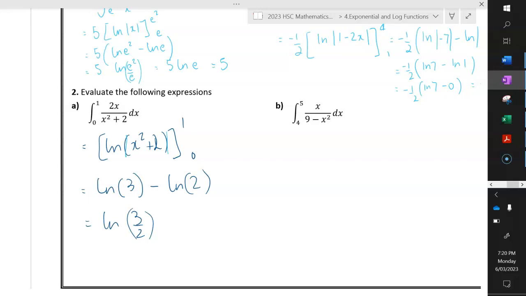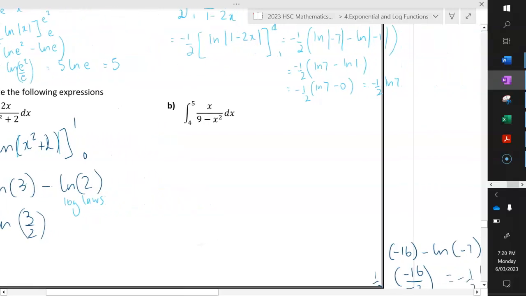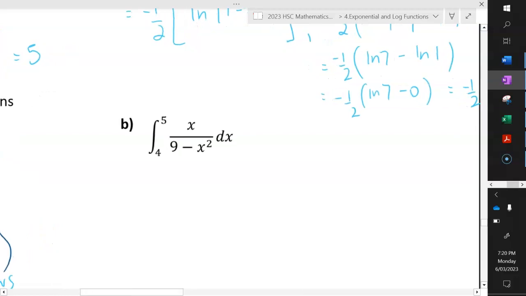I'm popping our 1 and our 0 in. We're going to end up with 1 squared plus 2, which is 3. So log of 3 minus log of 2. I'm using my log laws. Pop that in there, knowing that when I minus my logs, I can divide the functions that are in the brackets, and that's my answer there. So that one's fairly straightforward. This one is not that difficult either.